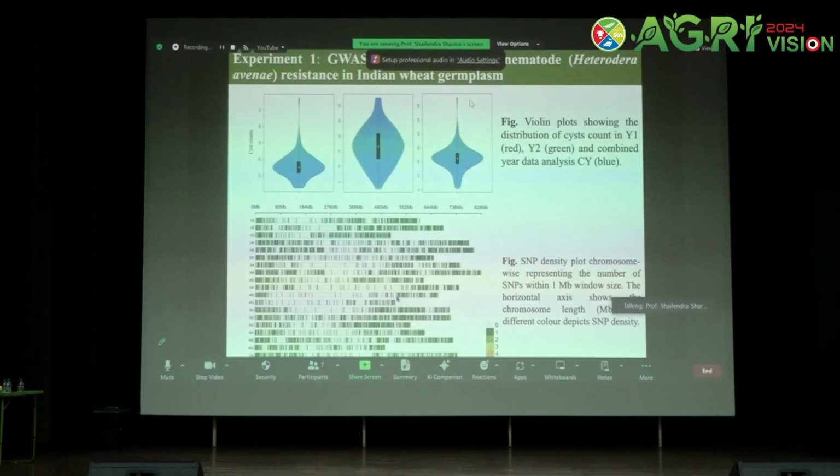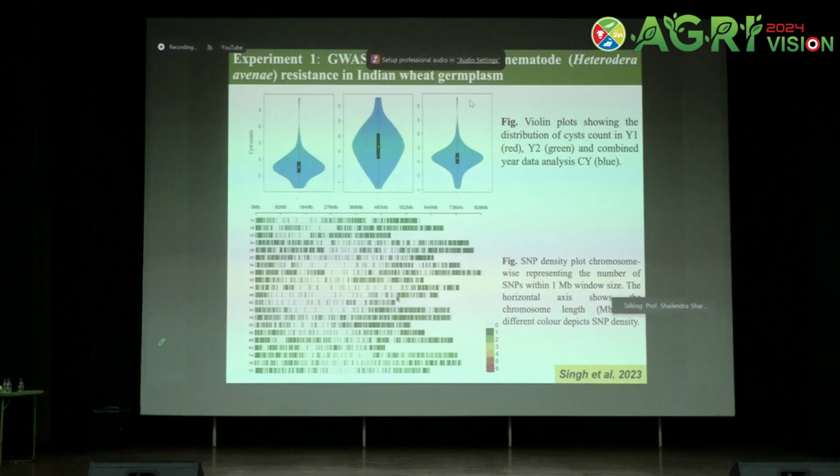The first experiment was published in the Molecular Genetics and Genomics journal. It was based on a genome-wide association study. The title was "Genome-wide association scan of cereal cyst nematode resistance in Indian wheat germplasm". We used 143 wheat genotypes collected from different regions of India. We obtained this material from the National Bureau of Plant Genetic Resources, New Delhi, NBPGR.